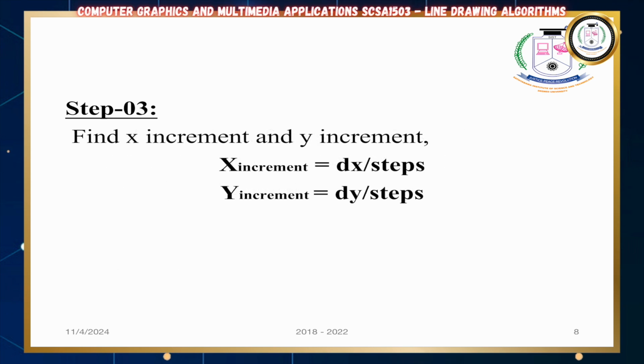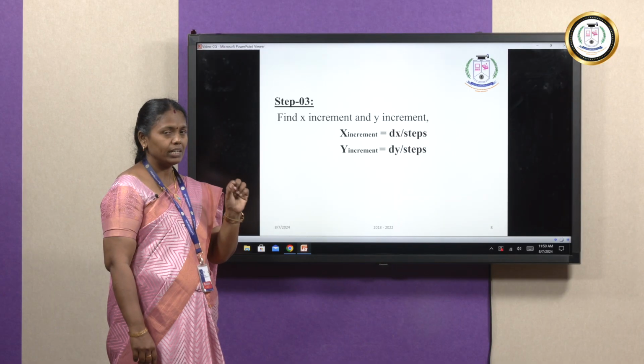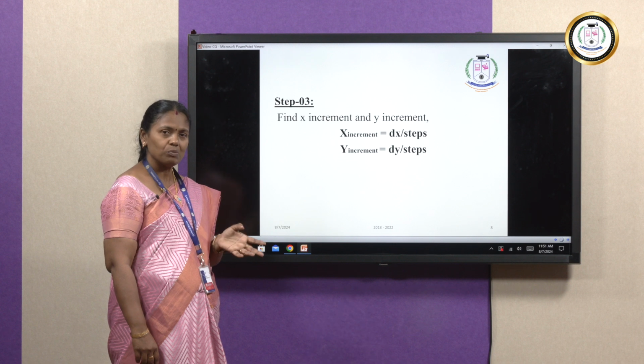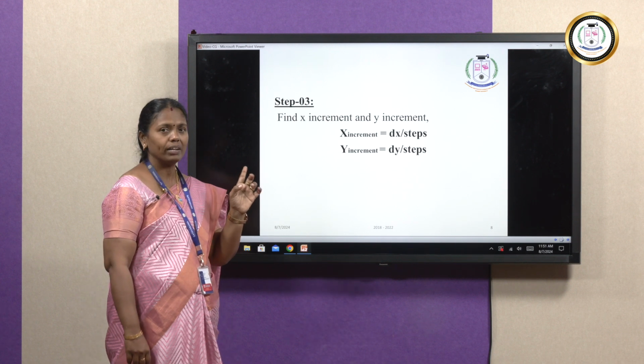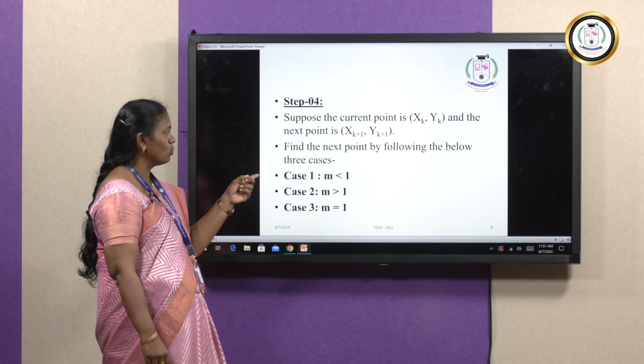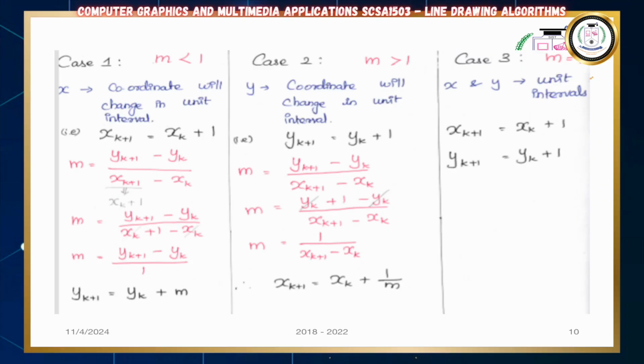Next we have to calculate the x and y coordinate increment values using the formulas: x increment is dx divided by steps, and y increment is dy divided by steps. We already calculated dx as x2 minus x1, dy as y2 minus y1, and the steps, so we just substitute in the formula to get the x increment and y increment values. In step 4, we check each condition and increment the coordinate values. Here we have three choices: m less than 1, greater than 1, or equal to 1. In case 1, if m is less than 1, the x value will be incremented by plus 1.